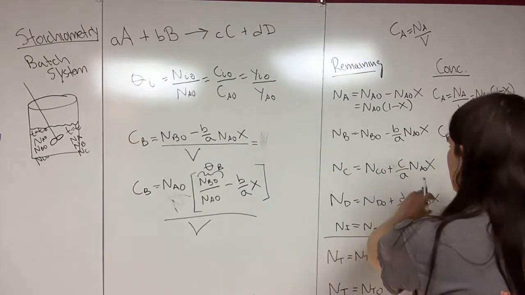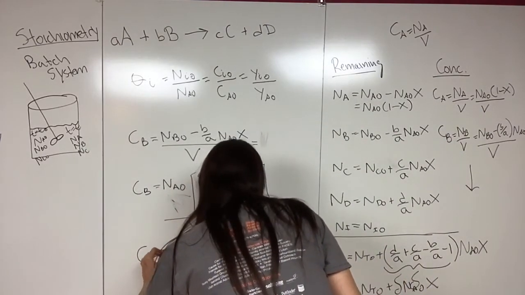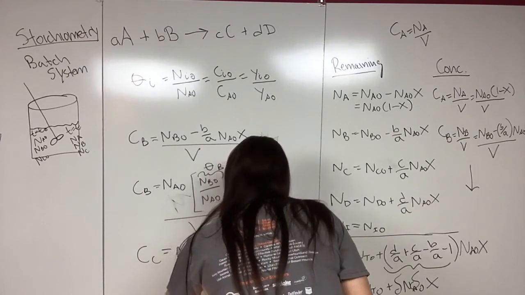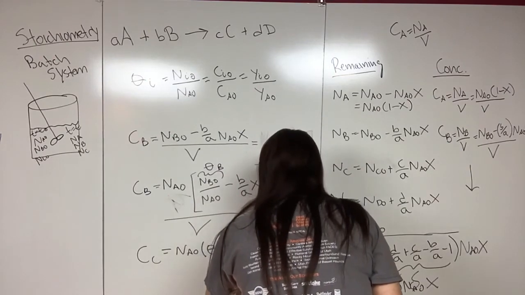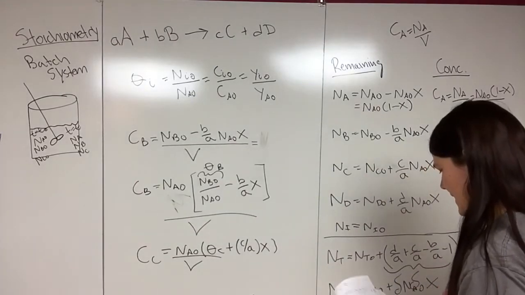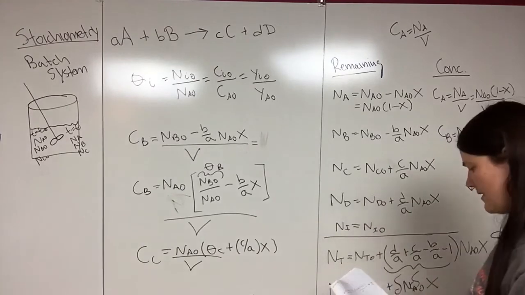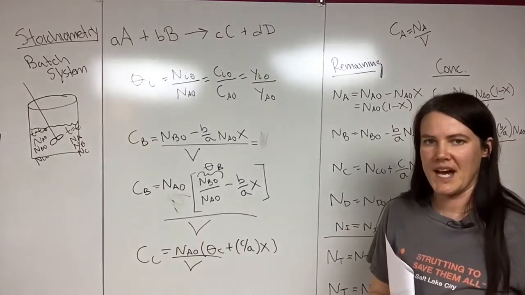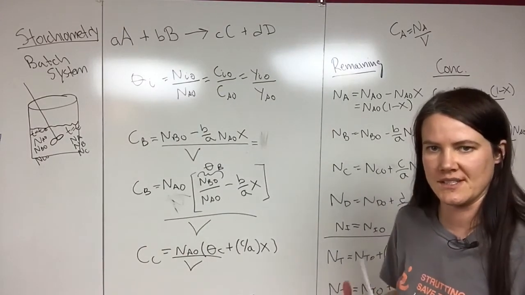And we can write the same thing for C. So for instance, we'd have Cc is equal to Na naught theta C plus c over a X, over V. So then you can just go through and write this for all of these. So this is the stoichiometry for a batch system. So next I'm going to talk about the stoichiometry for a flow system.